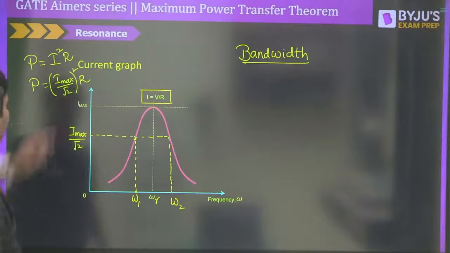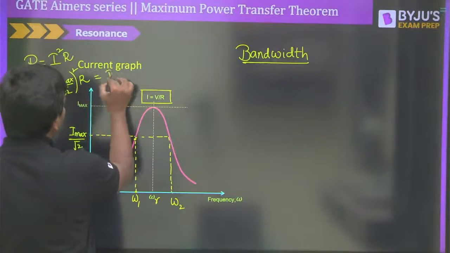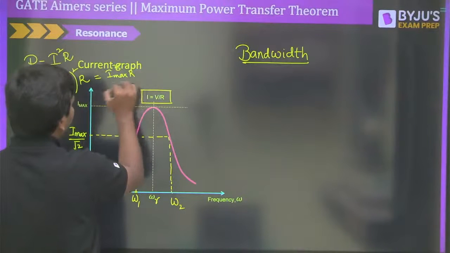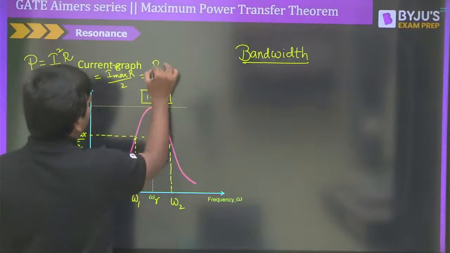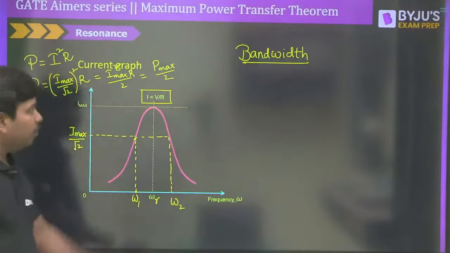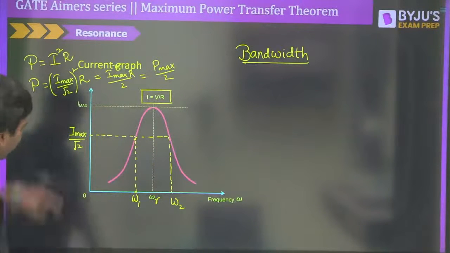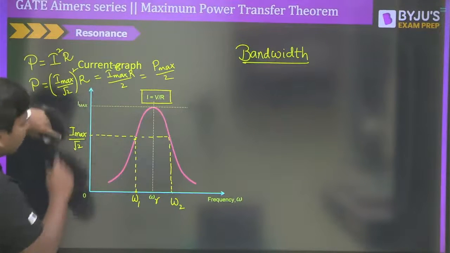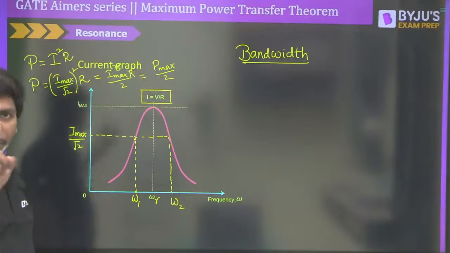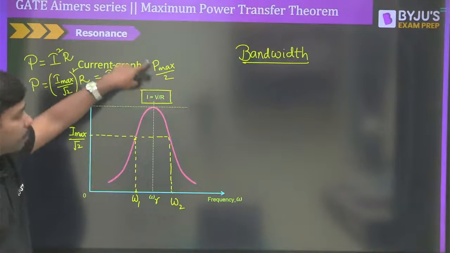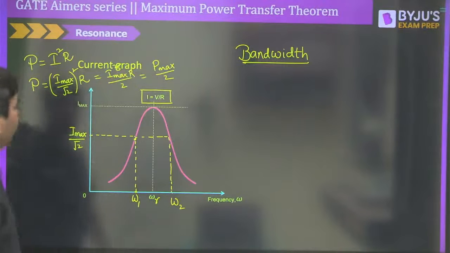So this will become I max square into R divided by 2. This is nothing but maximum power divided by 2. Am I right? Maximum power divided by 2. That means when the current equals I max by root 2, the power will become P max by 2. I repeat, when the current equals I max by root 2, then the power will become P max by 2.